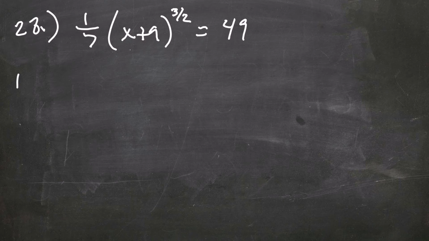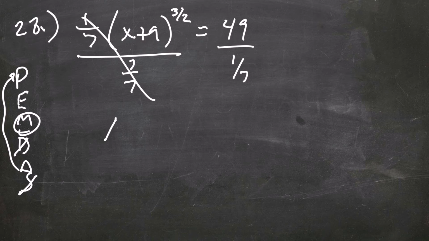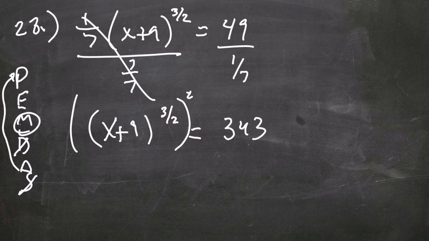Alright, so I'm doing PEMDAS backwards. Remember, you can always use PEMDAS backwards. There's no subtraction, there's addition, but it's inside the parentheses. There's no division, depending on how you look at the fraction. A lot of you guys think of it as multiplication, so I'm going to divide by 1/7. You could multiply both sides by 7 as well, that's an option. Divide by 1/7, those cancel. I get x plus 9 to the 3/2 equals 343. Now I'm going to take both sides to the 2/3 power.